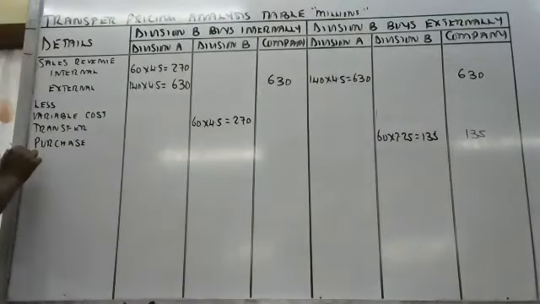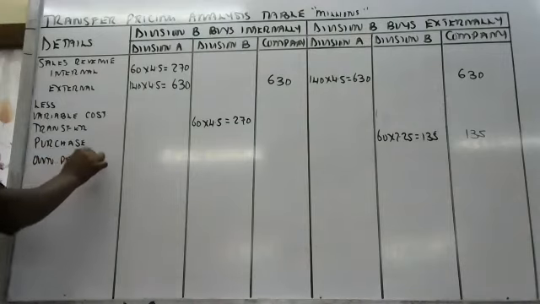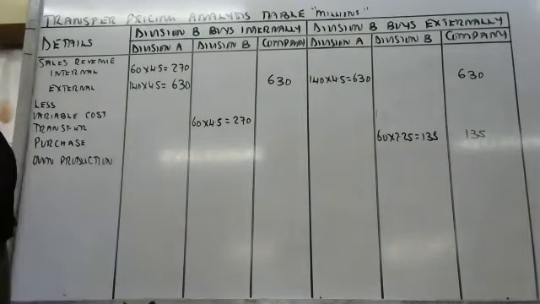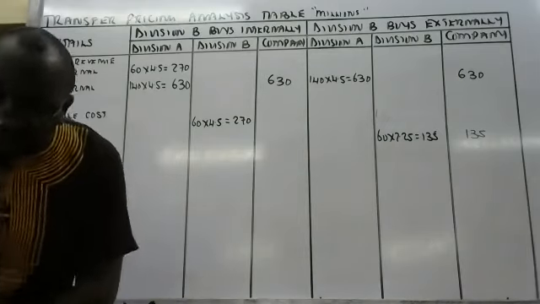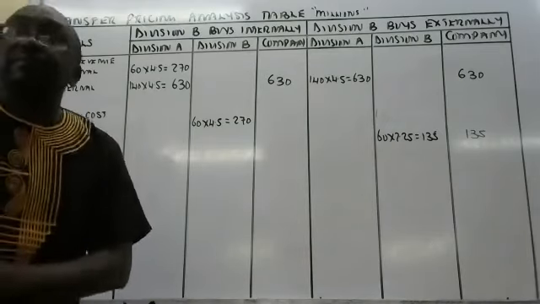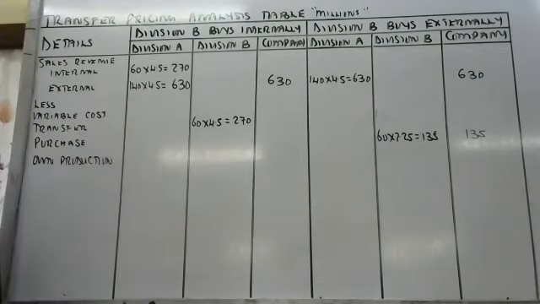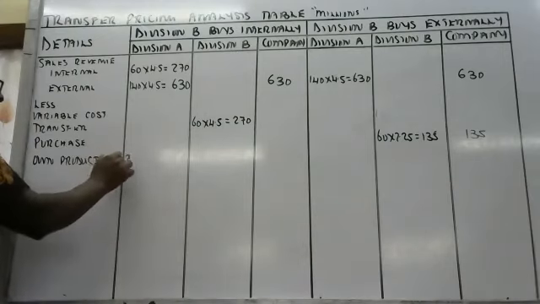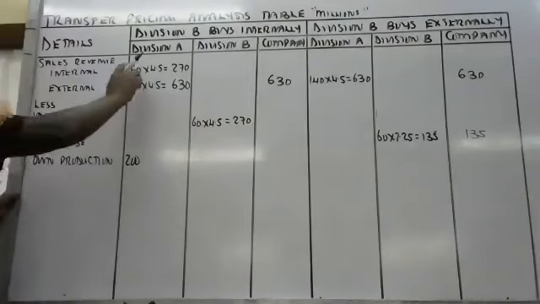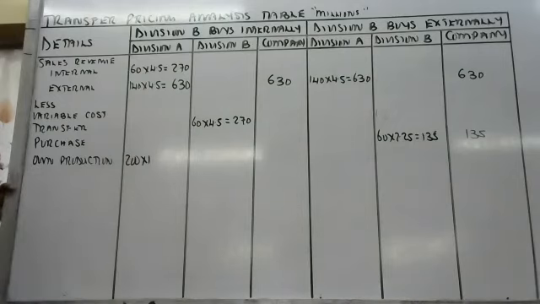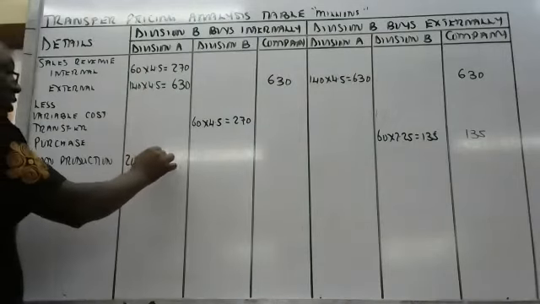Then we come to own production. So the own production is what we had gotten earlier on. The variable cost is 1,000. Now, when B is buying internally, division A will have to make 200, 140 now, and then these ones the 1,000. So that means the cost will be 200.